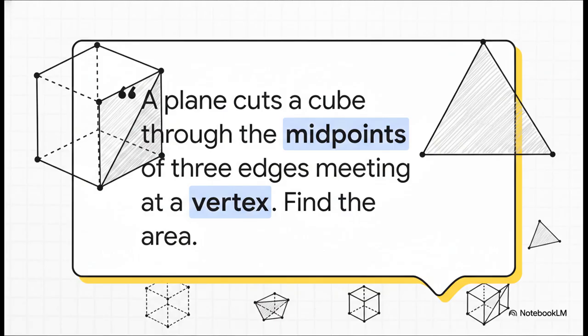Okay, check out this classic competition problem. A flat plane cuts a cube, but it slices it through the exact midpoint of 3 edges that all meet up at the same corner. The question is, what's the shape of that cross-section? If you trace the path of the slice on each face of the cube, you'll see it forms 3 equal sides. It's an equilateral triangle. This is exactly where all that practice visualizing pays off.